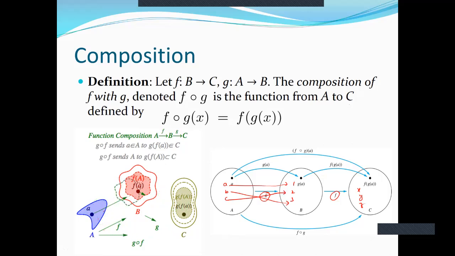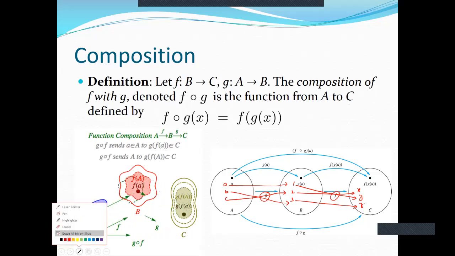A is mapped to 1, B is mapped to 3, C is mapped to 2 by function G. And with the help of F, 1 is mapped to Y, 2 is mapped to X, and 3 is mapped to Z. All right. Then if we compose these two functions G and F, we can directly map from A to C, right? Since A is mapping to 1 and 1 is mapping to Y, A can map to Y directly by composing G and F.